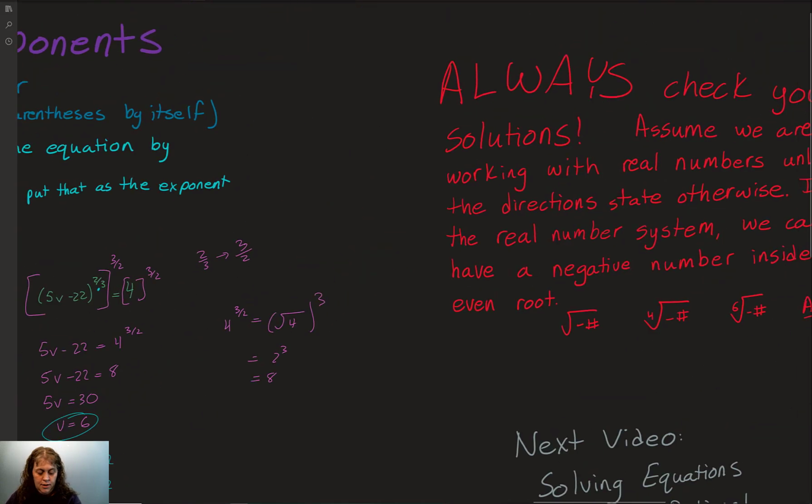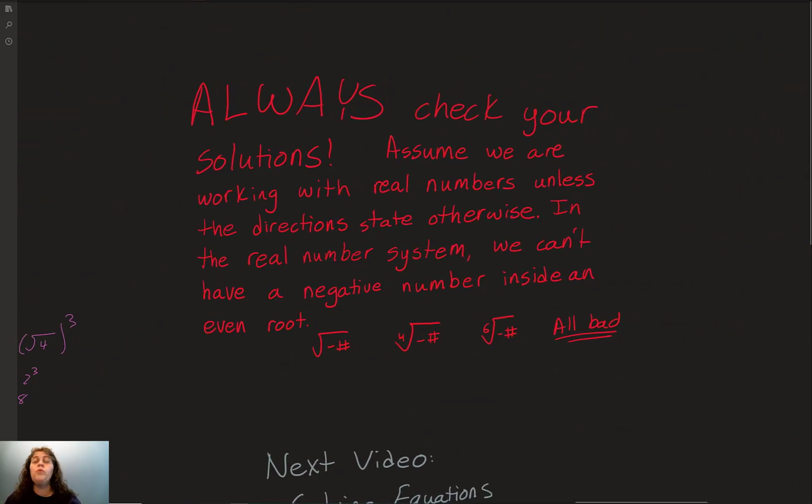All right. Always check your solutions. Assume that we're working with real numbers unless the directions specifically say that you're working in the complex number system. Assume that you're working with real numbers and that you need to then make sure and check that you don't end up with a negative inside of your square root, or your 4th root or your 6th root. All of those are no good, bad news.